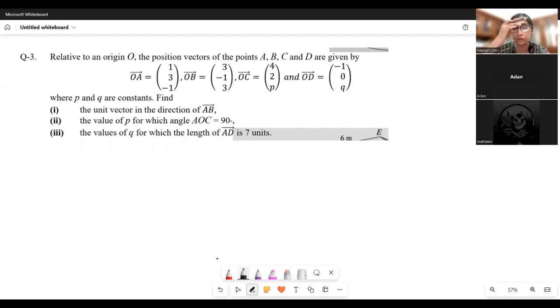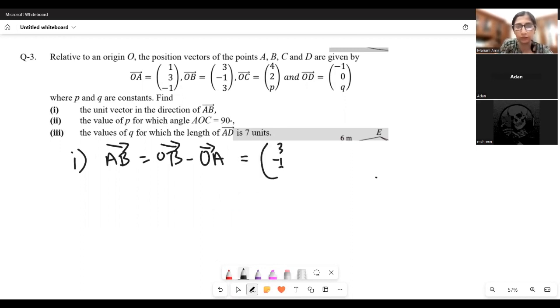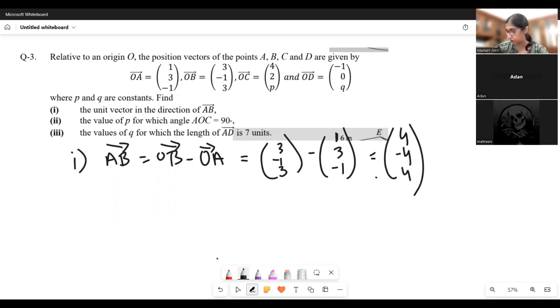Of the first worksheet on vectors. Okay. Part 1, find the unit vector in the direction of AB. So we know AB is position vector OB minus position vector of A. So that's going to be 3 minus 1, 3 minus 1, 3 minus 1. So that is 4 minus 4 and 4. You check the answer.